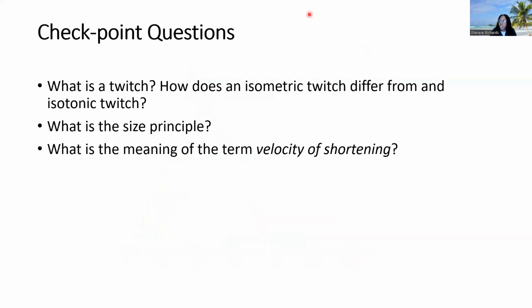All right, let's look at these checkpoint questions in the time we have remaining. So take a look at these questions.